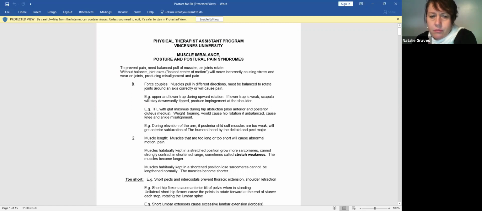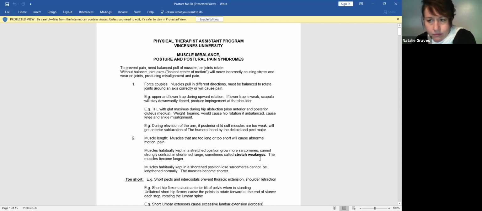Muscle length is also important. This is an area that we have not yet discussed, and so we are going to be getting into how do we know if a muscle is long enough or if it has enough flexibility. So muscles that are too long or too short can cause abnormal muscle motion and pain. So if muscles are habitually kept in a stretched position, they will grow more sarcomeres, and they cannot contract in that shortened range, and that produces what's called stretch weakness.